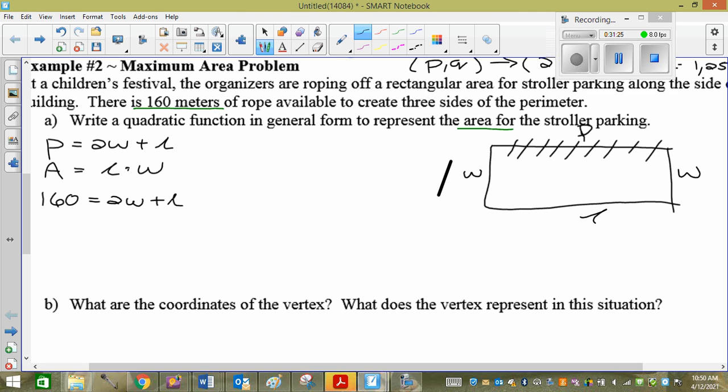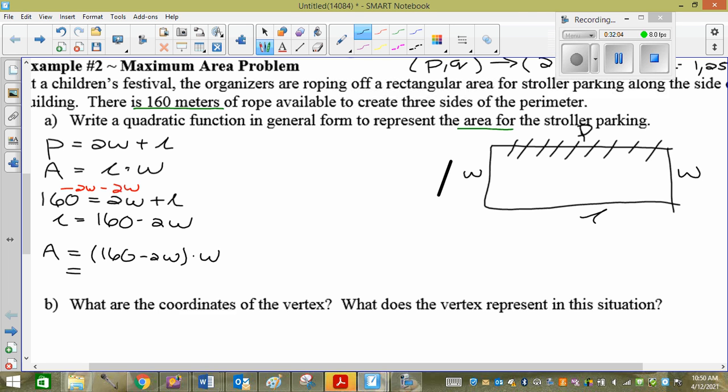Okay, so now remember, it's easiest to isolate the one that's just by itself in this case. So we can say length is equal to 160, and since we subtract the 2W off both sides, that means our new equation is minus 2W. So now we can take this bit of information and sub it in for our area equation, which means that we say area is equal to length, which was 160 minus 2W, times W. And then what does this equal when I distribute it?